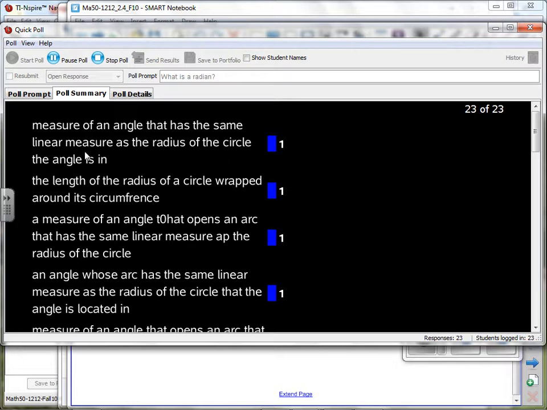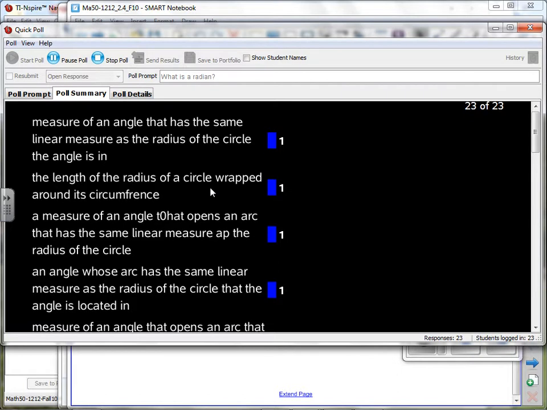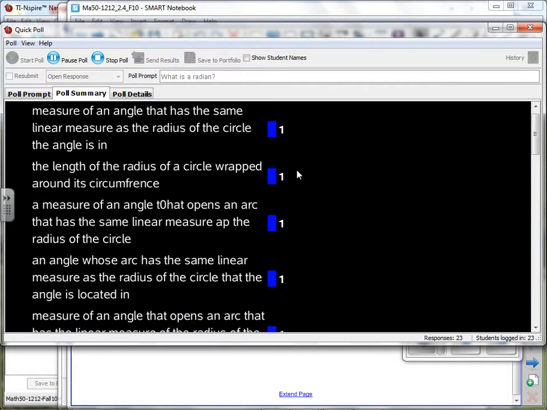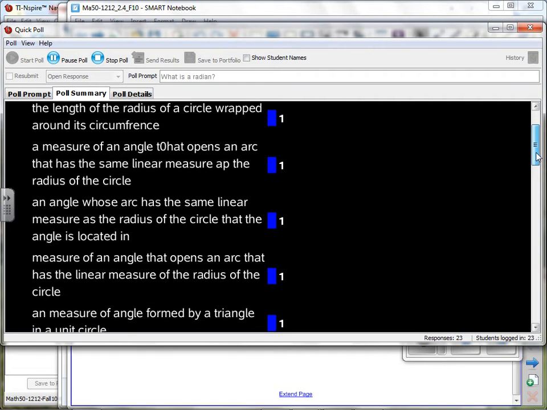That has the same linear measure as the radius of the circle the angle is in. Now when you say the measure of the angle has the same linear measure, you've got to be careful here. There's a little bit missing on that piece. It is the measure of an angle, and we are talking about the radius of the circle, but let's go on. The length of the radius wrapped around the circumference, that person needs to do a little more review, and when you see the videos on YouTube, you can go back and review.